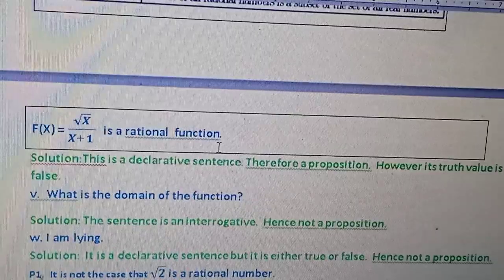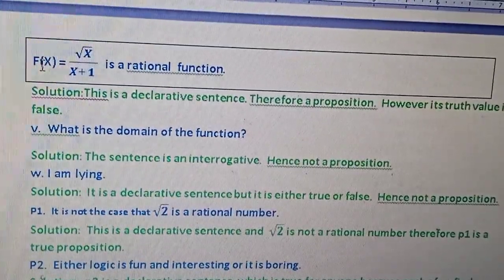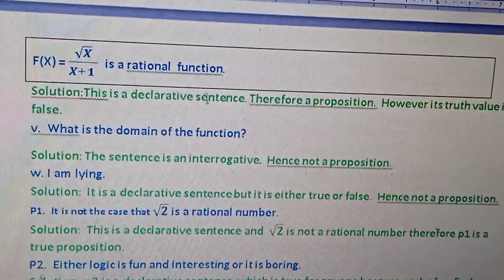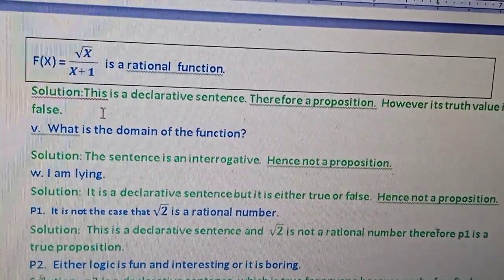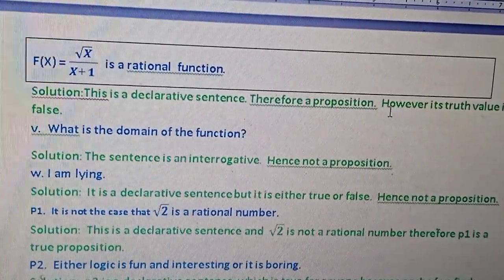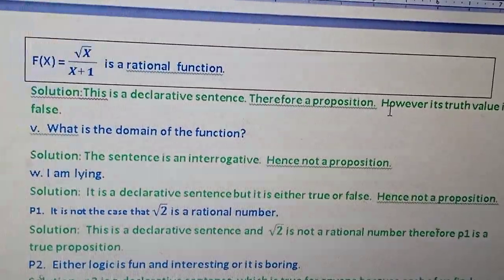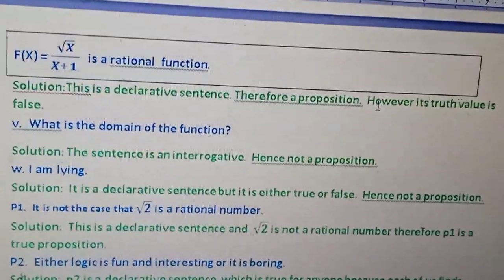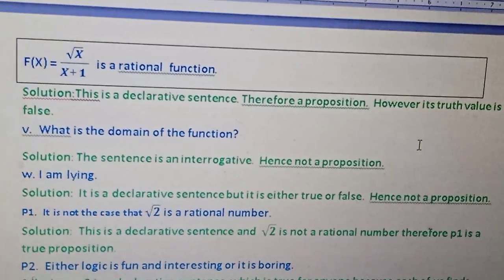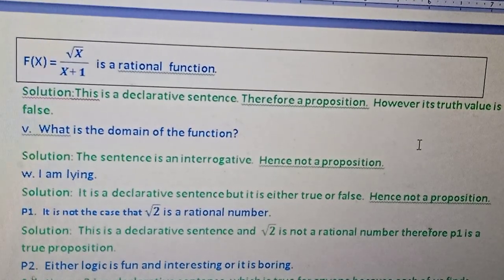Now let's go to the next. f of x is equal to the square root of x over x plus 1 is a rational number. Solution. This is a declarative sentence, therefore a proposition. However, its truth value is false, in the sense that in the numerator, the square root of x is not a rational number. This function becomes not rational. So false.